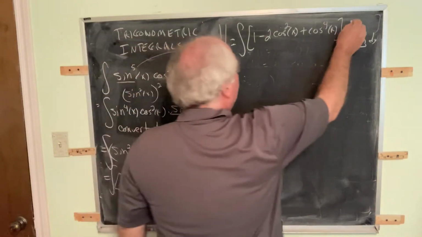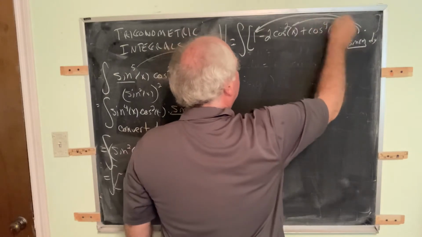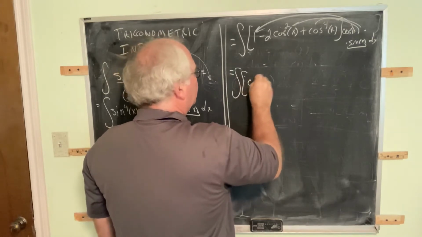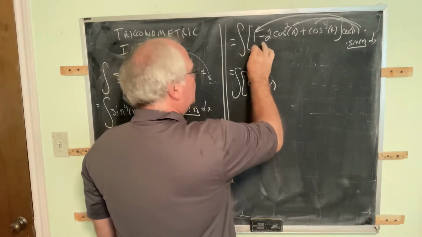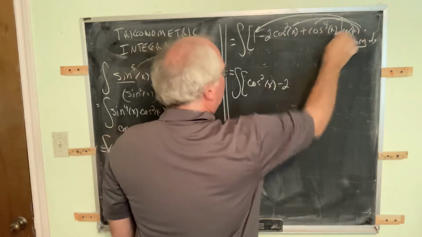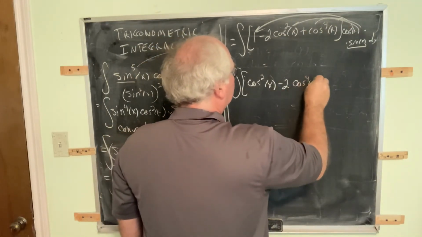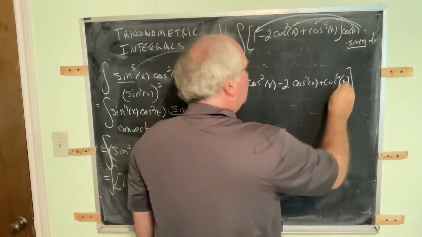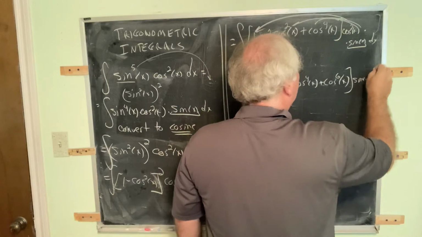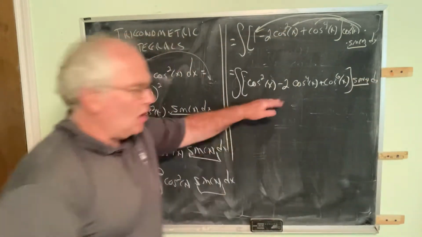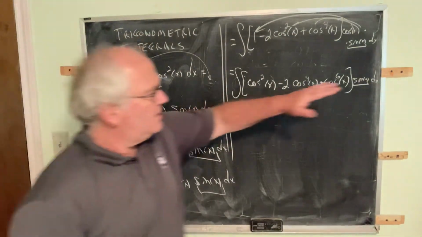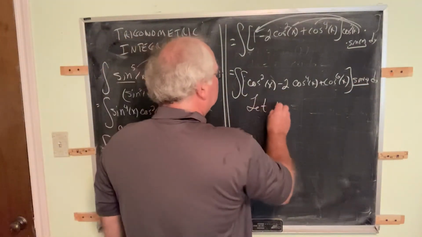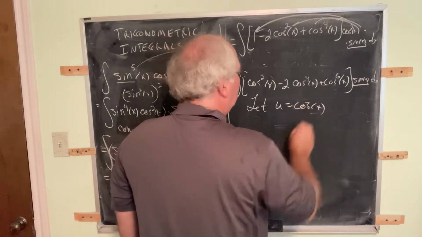Now, distribute the cosine squared. And so at long last, we're going to get cosine squared of x, minus 2 cosine to the fourth. When you multiply the bases, add the exponents. And then times sine of x dx. And at long last, now we have sine reserved. Everything else is in terms of the other function. This is now Calc 1.